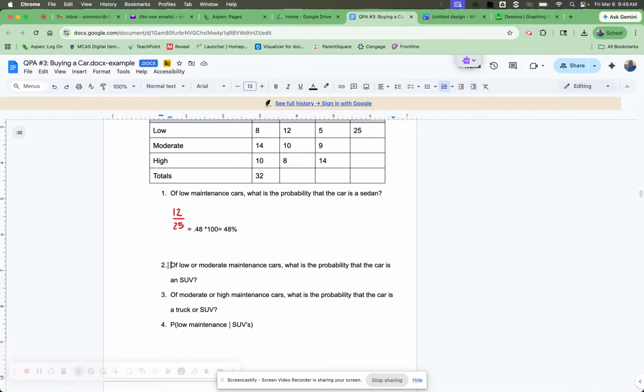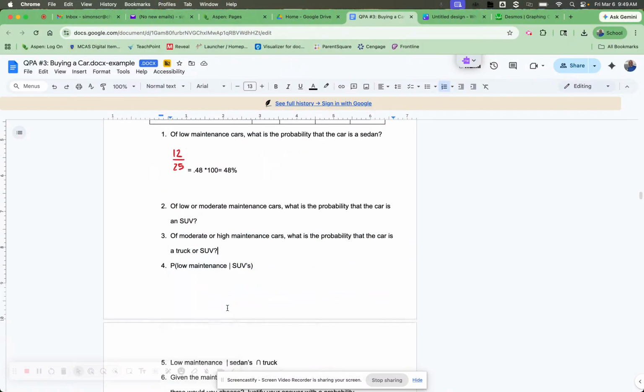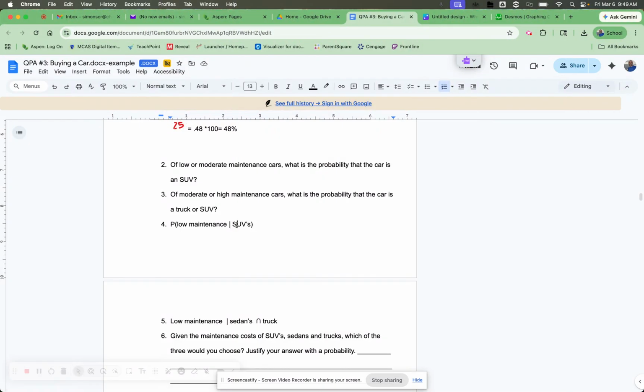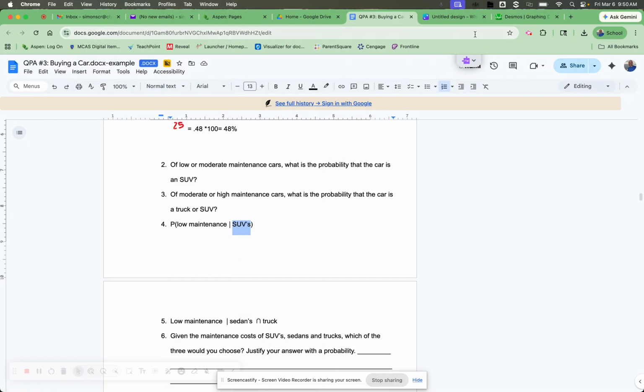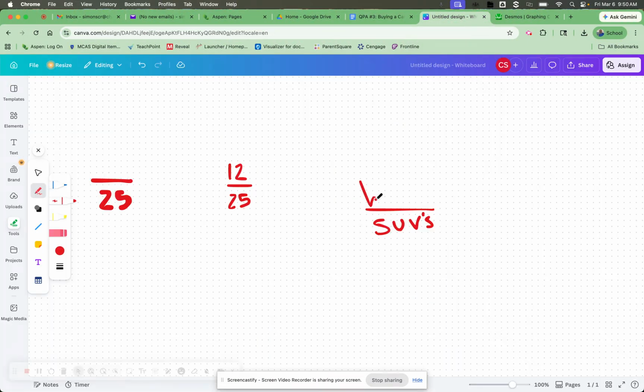So you're going to do the same thing for these right here. And so for these, remember that whatever comes second is going to be my denominator. So that would mean my denominator is going to be the SUVs. So I got to figure out how many SUVs there are. And then my numerator is going to be cars that are low maintenance. So make sure I'm setting up my fraction.